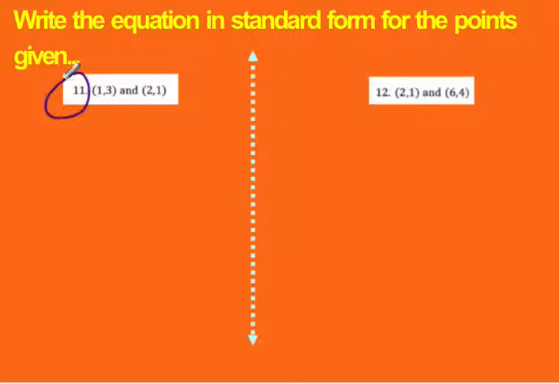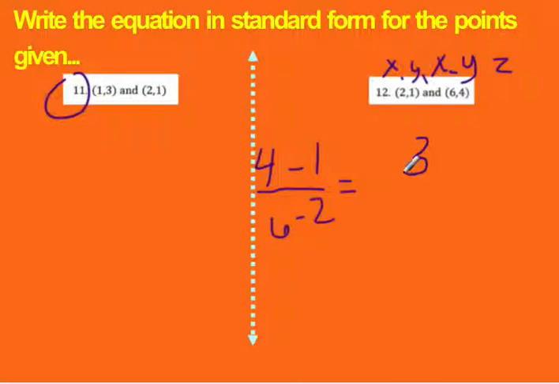All right, let's take a look at number 12. I want to do this one together because we need to practice with fractions. So we have x1, y1, x2, y2. So I have y2 minus y1 over x2 minus x1. 4 minus 1 is 3. 6 minus 2 is 4. So here we're going to have a fraction.